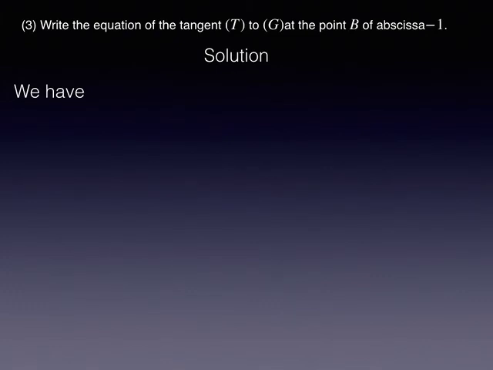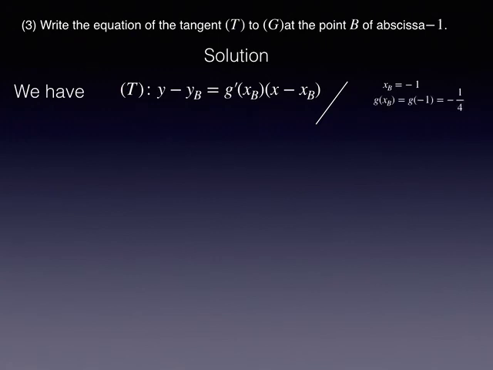Now moving to question number 3, we need to write the equation of the tangent at a point B. So first of all, xb is given, which is minus 1. yb, which is g of xb, which is g of minus 1. So replace minus 1 in the expression of g of x, and you will have the answer, which is minus 1 over 4. g prime of xb, which is g prime of minus 1, is also equal to minus 1 over 4. Now replace each expression by its value, and the equation is now y plus 1 over 4 equals minus 1 over 4 into x plus 1.